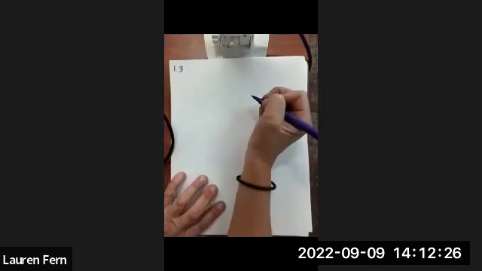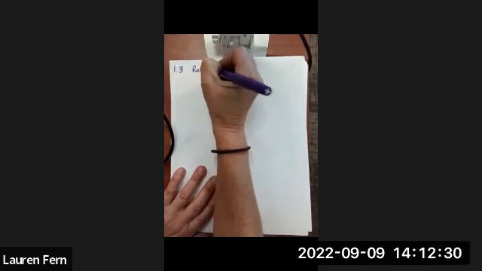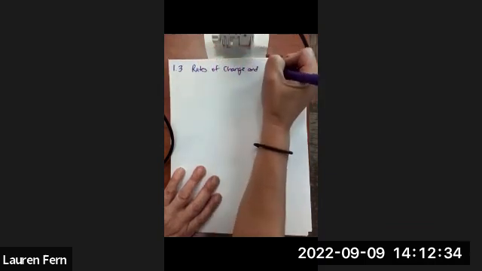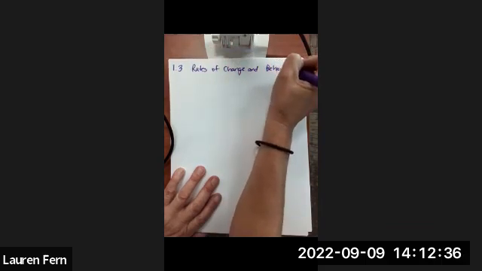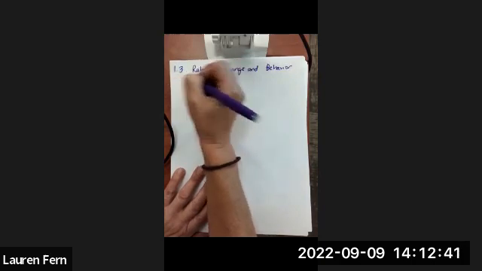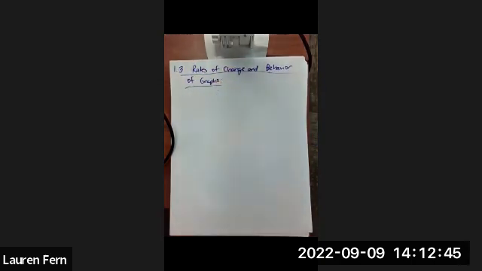So section 1.3, we're going to be talking about rates of change and the behavior of graphs. I always think it's kind of funny to talk about behavior. Right? Telling your graph to behave.